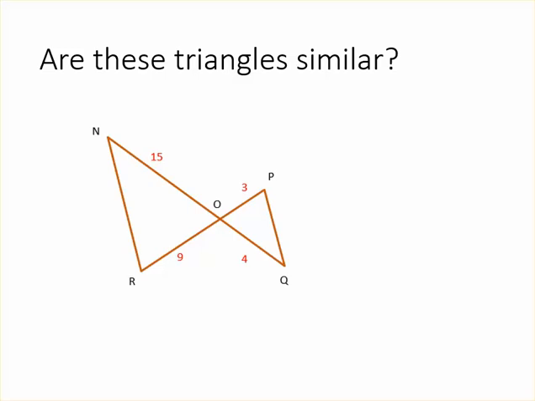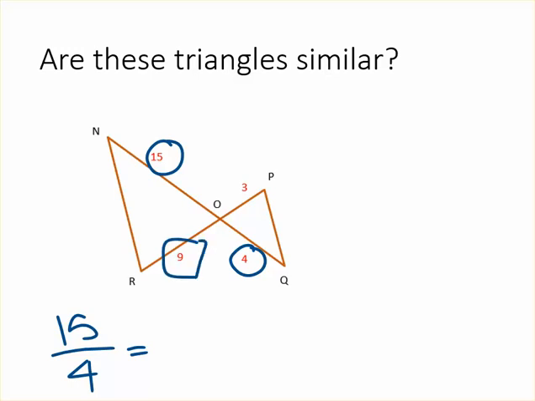How about this one? Are these triangles similar? Okay, I notice that I have pairs of sides. So I have some side lengths. And let's go ahead and check out if the sides are proportional. So 15 is the longer side, so I'm going to pair that with 4, which is longer. So 15 over 4. And we're going to see if that equals 9 over 3.